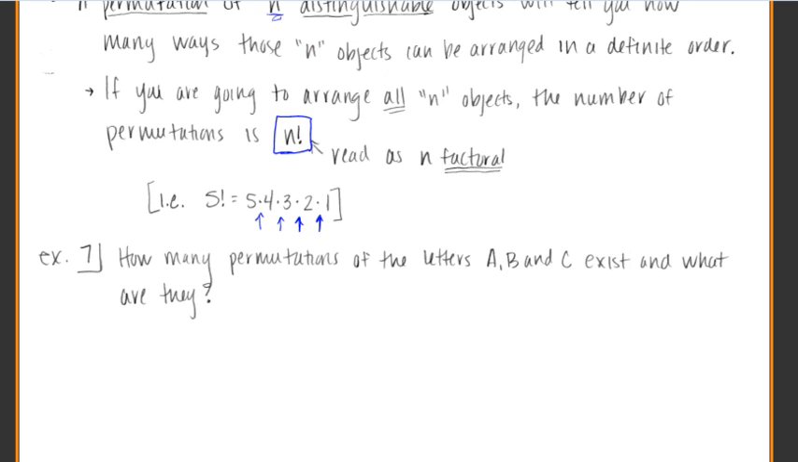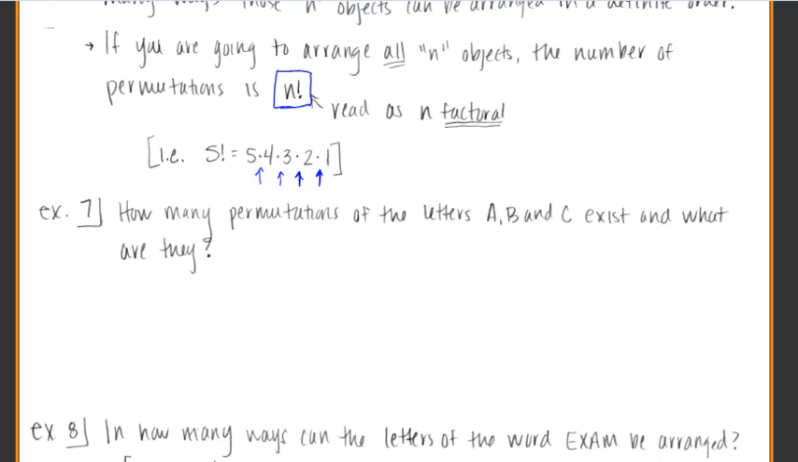Okay, so let's get started here in example 7. We want to know how many different permutations exist of the letters A, B, and C, and what are they? Permutations, rearrangements, and orderings are all synonyms with each other. Well, when I have letters A, B, and C, there are 3 letters, right? So my n in this case is 3, and I'm going to use all of them and rearrange all 3, so it's 3 factorial, or 3 times 2 times 1. So there should be 6 different ways I can rearrange the letters A, B, and C.